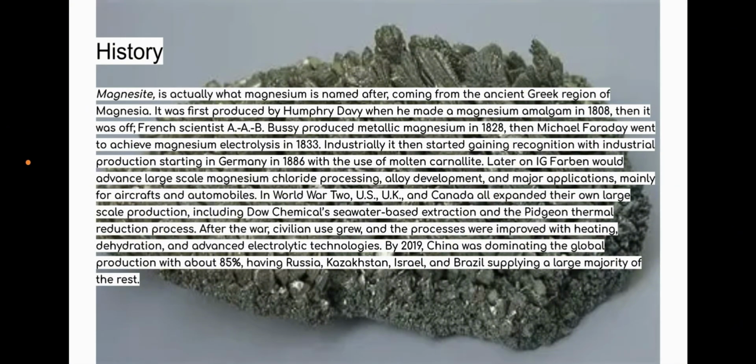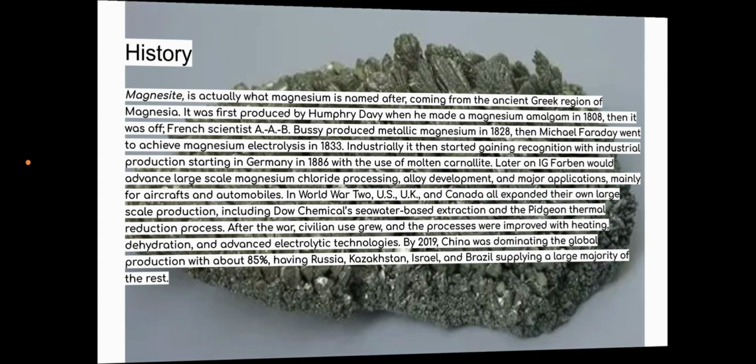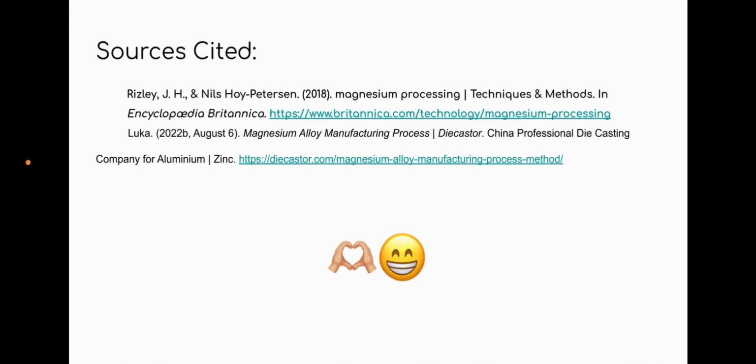By 2019, China was dominating the global production with about 85%, having Russia, Kazakhstan, Israel, and Brazil supplying a large majority of the rest. And here are my sources.